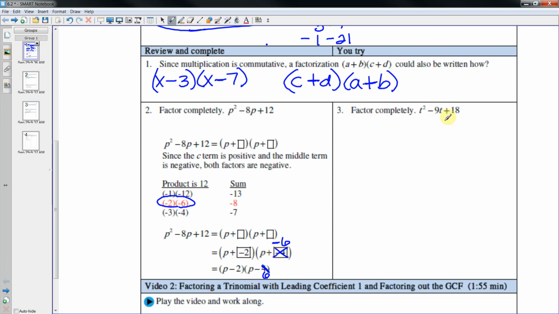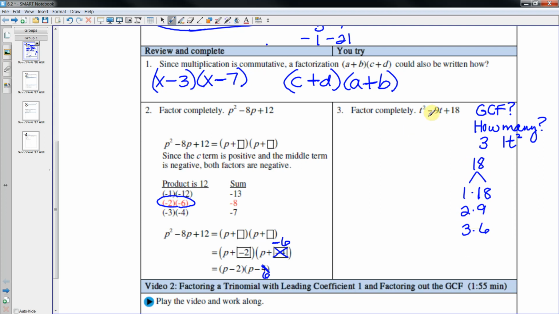Okay, so let's move over here to t squared minus 9t plus 18. Do I have a GCF? No, I can't take anything out of all 3 terms. How many? I have 3, and I have a 1t squared. So I'm going to take 18, and I'm going to find factors. So 1 times 18, 2 times 9, 3 times 6, 4 doesn't go into it, 5 doesn't go into it, 6 would be repeating.